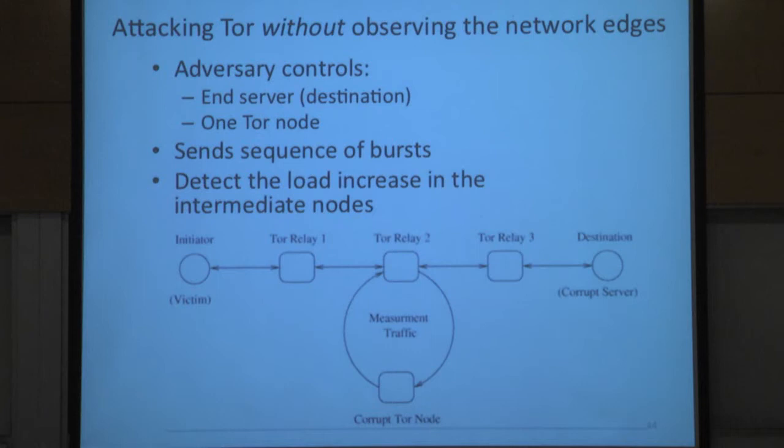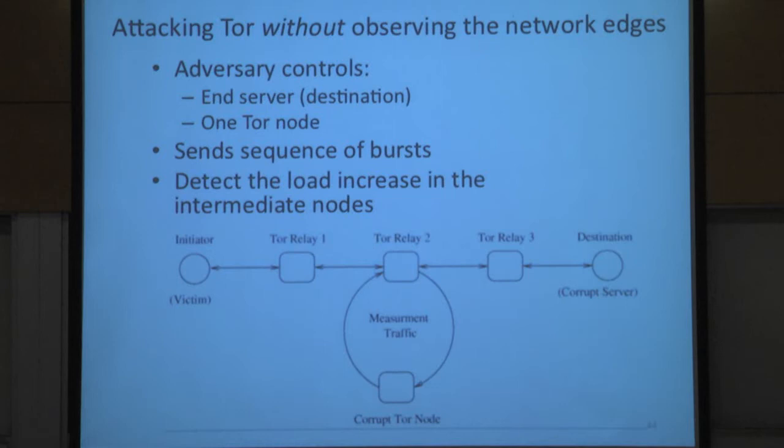I want to then find the middle node. For that, from my corrupt Tor node, I send traffic over the Tor relay, okay? And then the website destination sends the user a big file. This big file is going to somehow make the Tor relay very busy, and that means that the measurement traffic I'm sending through this relay 2 is going to be affected by the queues induced by the other file.